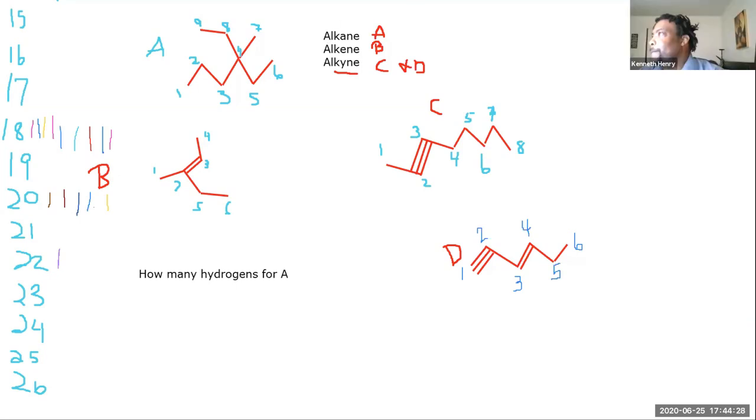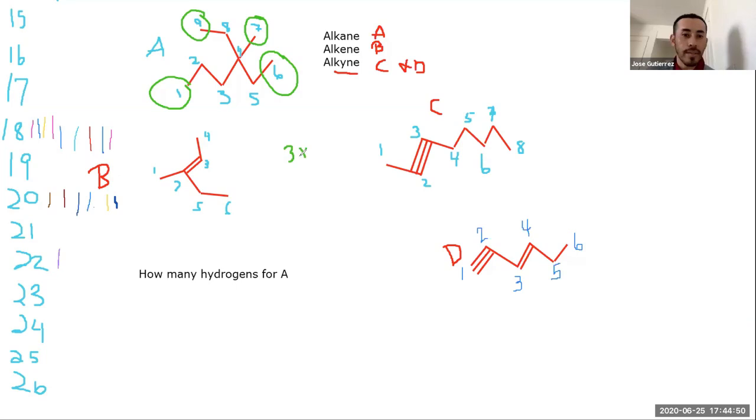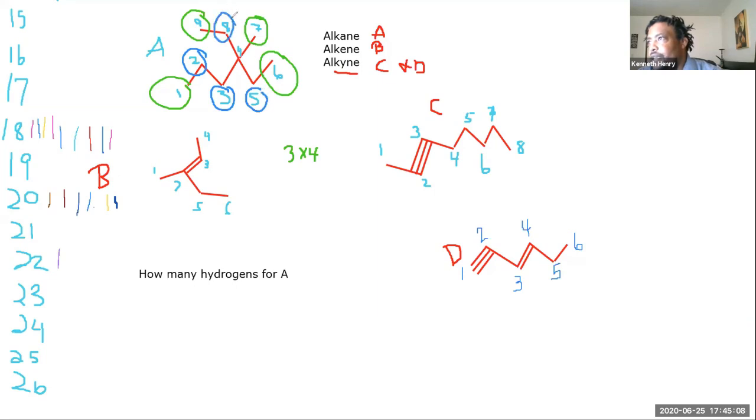Okay, let me use a different color. Let's use green. Carbon 1, carbon 6, carbon 7, and carbon 9 are all going to have 3, so 3 times 4. Then, in dark blue, carbon 2, carbon 3, carbon 5, and carbon 8 are all going to have 2, so 2 times 4.